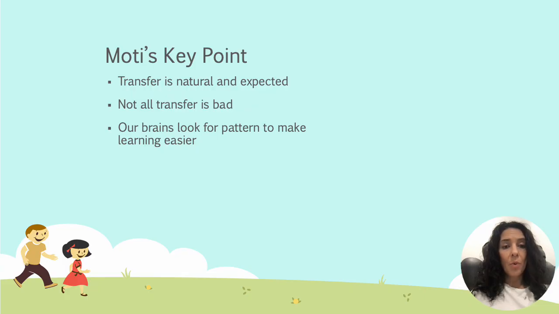So Moti's key point, what I thought was his key point. Moti points out that transfer is not a flaw. It's how our brain tries to make sense of new language input. We rely on patterns we've already learned to navigate new situations. So not all transfer is bad, and our brains look for patterns to make learning easier, which I think is very, very true. We try to find what we already know to make those patterns, and that way we can learn something new. So transfer is natural and it is expected.